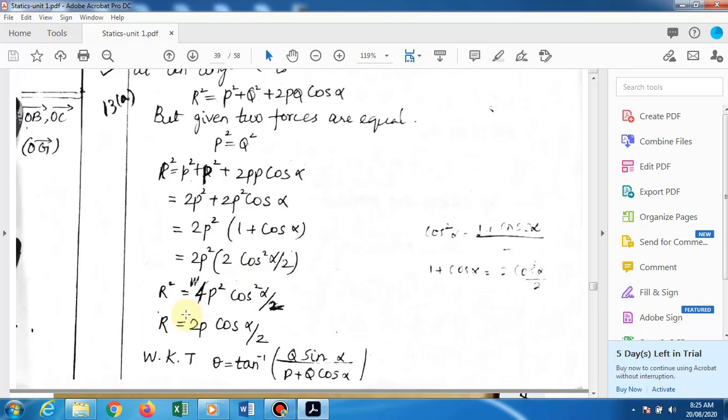Understand now, girls? R square is equal to 4P square cos square alpha by 2. So R is equal to 2P cos alpha by 2. You know theta, as in the last problem, is equal to tan inverse of Q sin alpha by (P plus Q cos alpha). These steps you can understand easily.